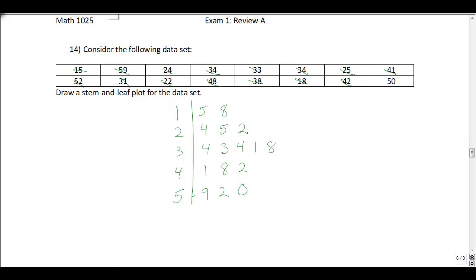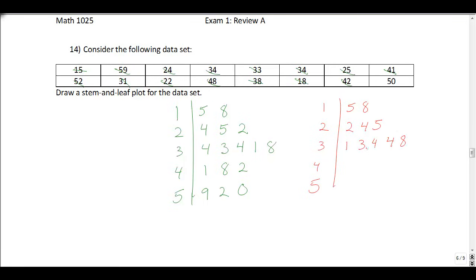What some people will do is rewrite this 1, 2, 3, 4, 5, and then order each leaf, or order the leaves. So this is our stem, the 1, 2, 3, 4, 5, and these are our leaves. Instead of 4, 5, 2, we might do 2, 4, 5, putting those in increasing order. This we could do 1, 3, 4, 4, 8.